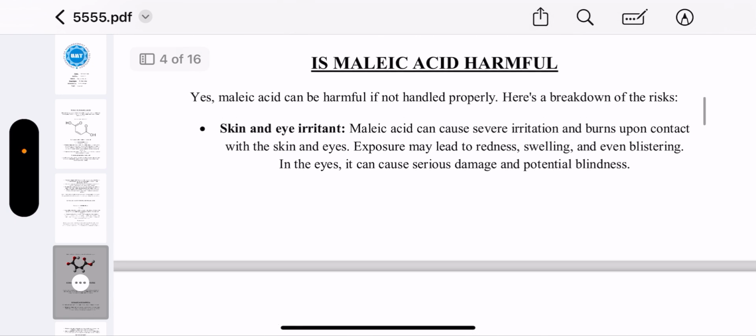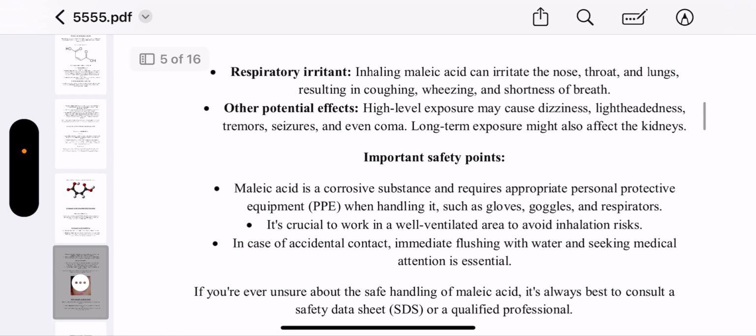Is malic acid harmful? Yes, malic acid can be harmful if not handled properly. Here is a breakdown of the risks. Skin irritant: malic acid can cause severe irritation and burns upon contact with the skin and eyes. Exposure may lead to redness, swelling, and even blistering. In the eyes, it can cause serious damage and potential blindness. Respiratory irritant: inhaling malic acid can irritate the nose, throat, and lungs, resulting in coughing, wheezing, and shortness of breath.